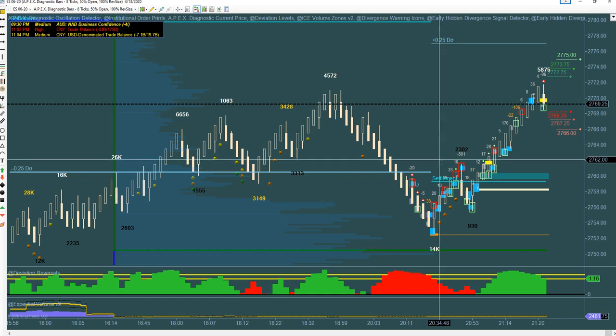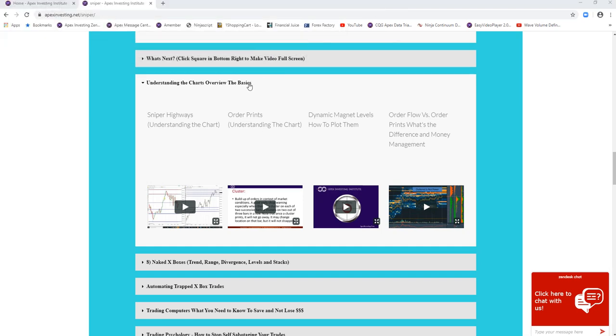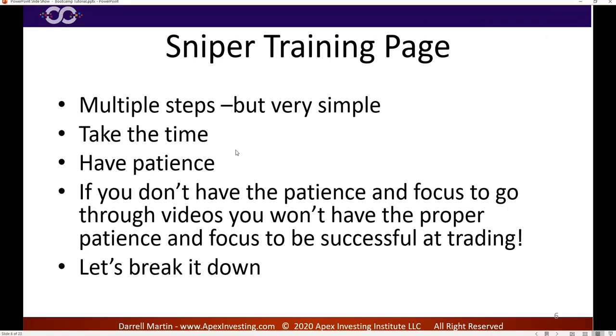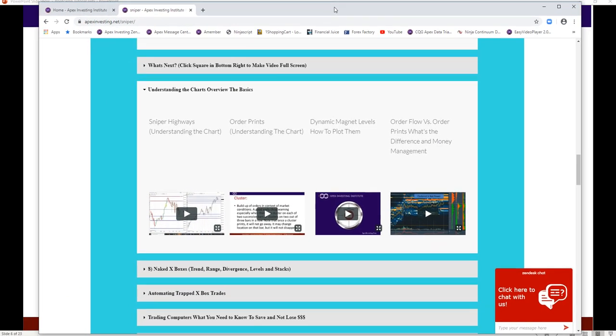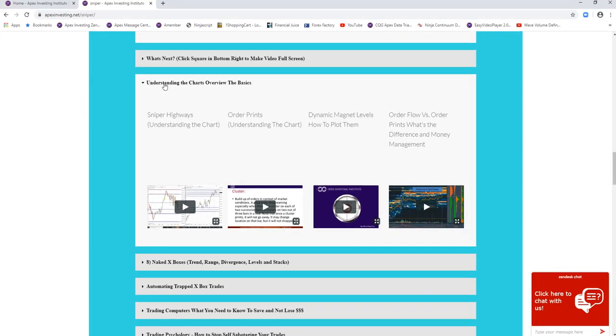Okay, because those levels on the chart, those obstructions on the chart, are what keeps you out of bad trades. Does everybody understand that? That is why it is so important that you take the time to not only download NinjaTrader and get the charts on your computer, but to watch this part right here, understanding the charts.